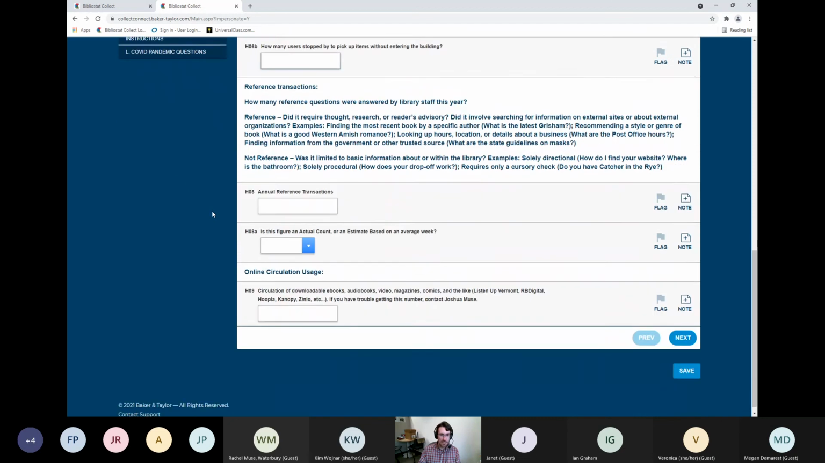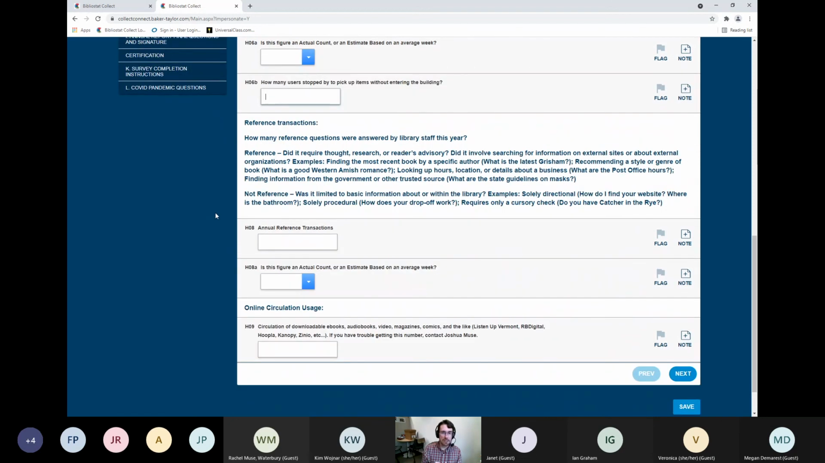Next, reference transactions. This is one that I think a number of libraries don't capture as well as they might, because you're really busy, and I understand it. It's hard to answer reference questions and then track them all, but best you can do is great. We sort of talk through what is a reference question. A lot of things are reference questions. If you did work on it, it's probably a reference question. If you have to do research, it's probably a reference question. If it's really just directional, where is the bathroom? How do I find your website? That's not a reference question.